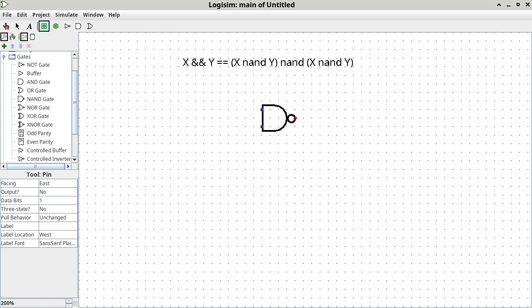So I'm going to need 2 input pins. The first input pin corresponds to the variable X. The second input pin corresponds to the variable Y. And I need one output pin. I'm going to stash the output pin over here, and it is labeled as what we want, which is X AND Y.